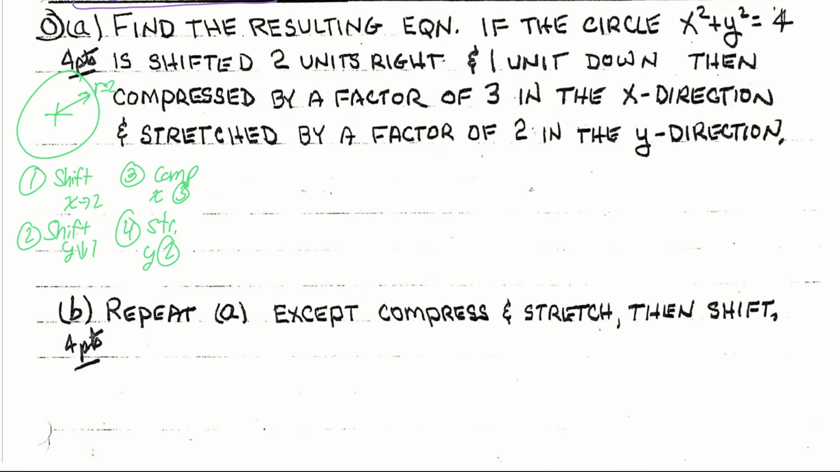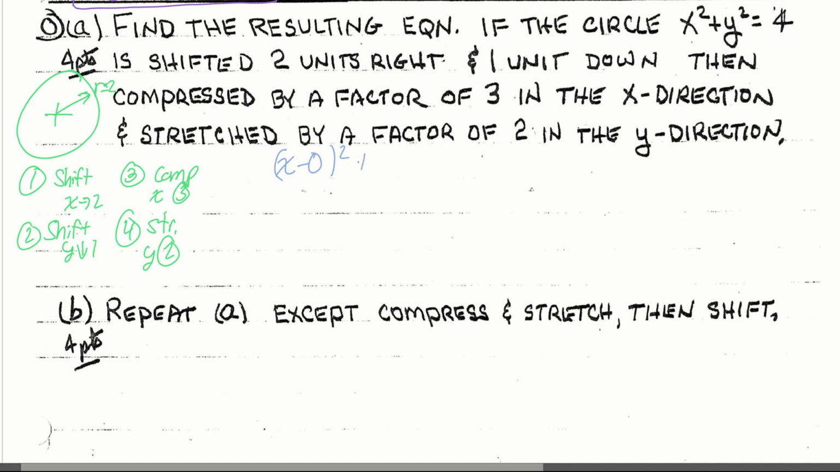So first we're going to shift it over to the right and then down 1. So our basic equation is x minus h squared, or minus 0, h is 0 in this case, for x squared plus y minus 0 squared equals 4. Shift it right, shift it down. So it's going to be x minus 2 squared plus y plus 1 squared equals 4. So that's 1 and 2.